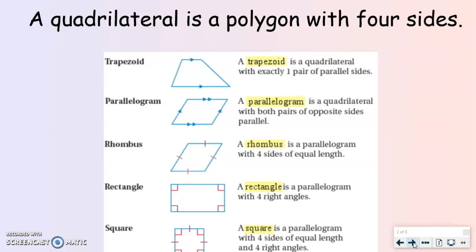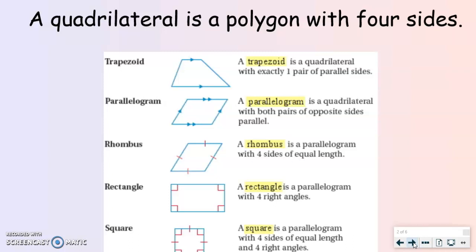So for starters, what is a quadrilateral? It's a polygon which has four sides. So polygons are just any closed multi-sided shape. So there's plenty of them. Polygons, hexagons, triangles, and quadrilaterals count as well. And so how do we classify these four-sided shapes?